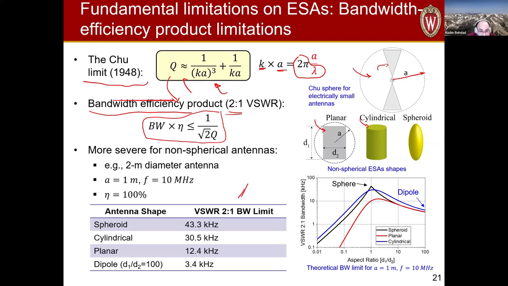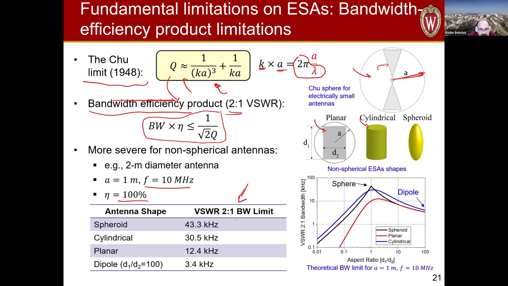So here, in this table, I've done some calculations for an antenna with a maximum linear dimension of 2 meters. So in this case, the radius of the sphere would be 1 meter, at a frequency of 10 megahertz. And I'm assuming an efficiency of 100% in my system. So the impedance matching network, everything is 100% efficient, which is not realistic, but it gives us an idea. And then we're trying to figure out how much bandwidth we can get from such antennas.